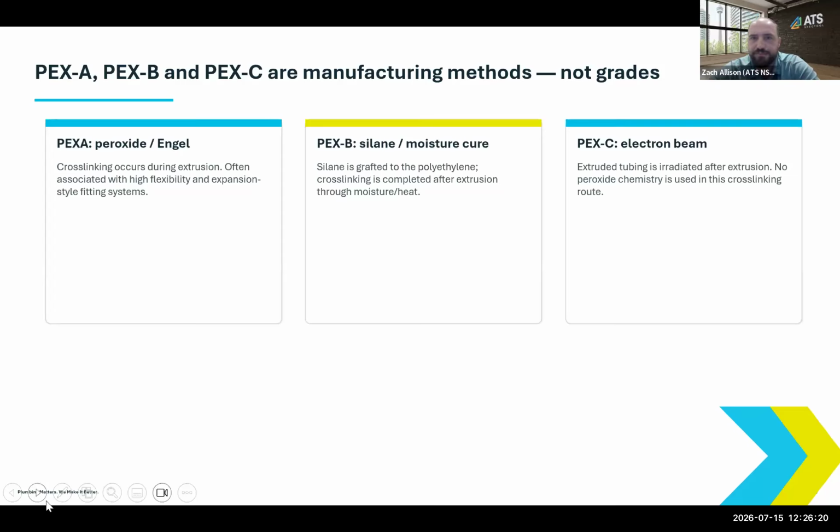Perfect. I didn't spend a lot of time on this. I'm talking more generally about PEX, not really getting into the real nitty gritty. But I'd be happy to answer questions. Just know that in a heating system, it's going to be oxygen barrier pipe. Perfect.